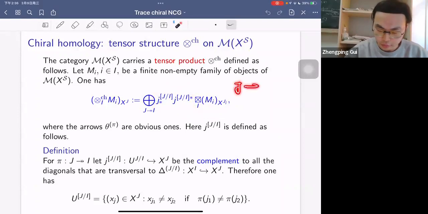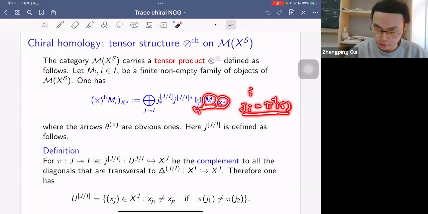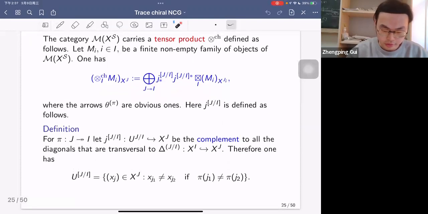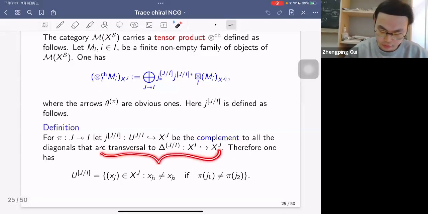For each surjection map J to I, and for each i in I, we have a preimage of this surjection. So it's just a set of points, and for the M_i, we use the box tensor product of the M_i, varying on the X^{J_i} here. And this pull-push intuitively just means that we allow the poles between several diagonals. So the precise definition is as follows. This map is the open embedding from the complement of all the diagonals that are transversal to this diagonal embedding.